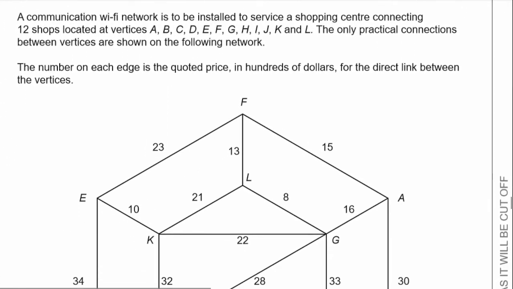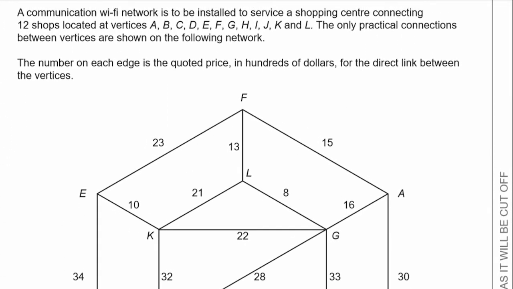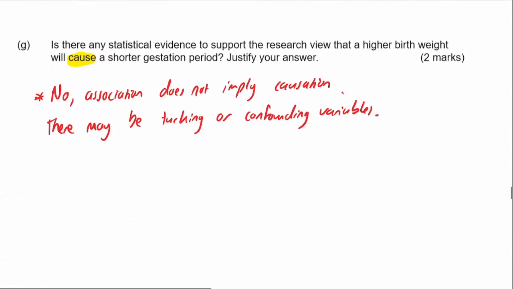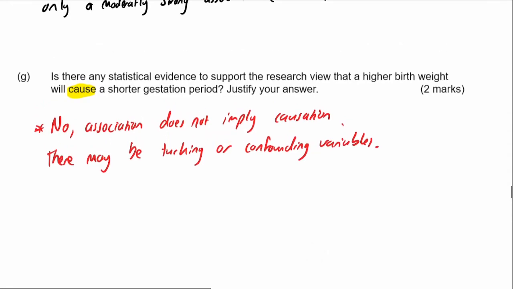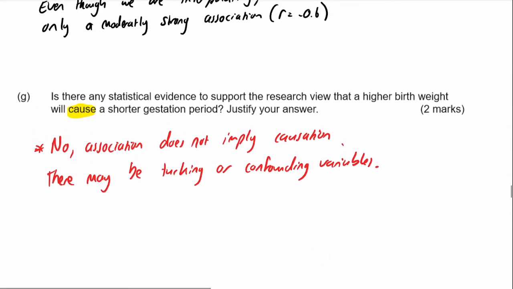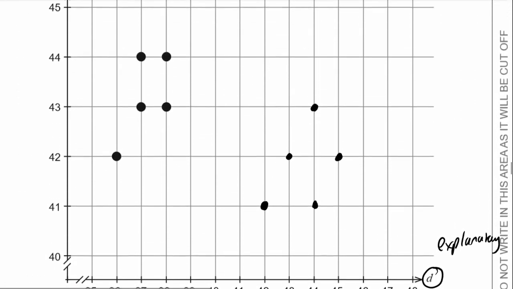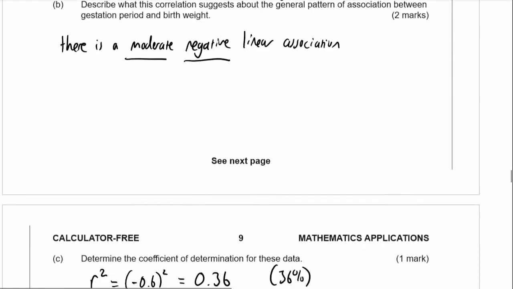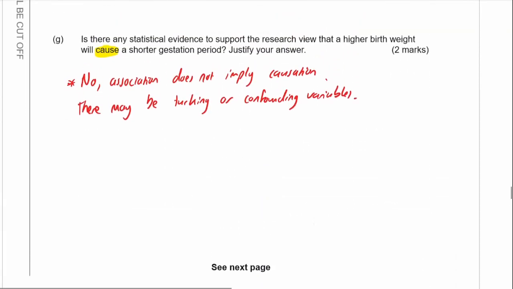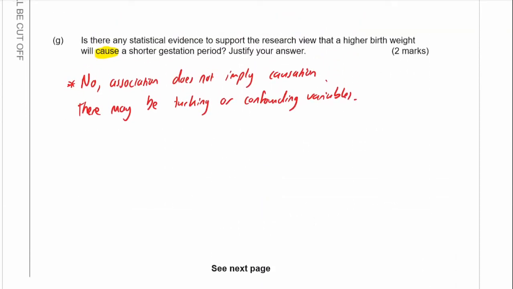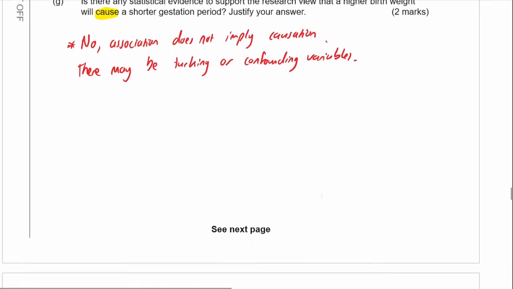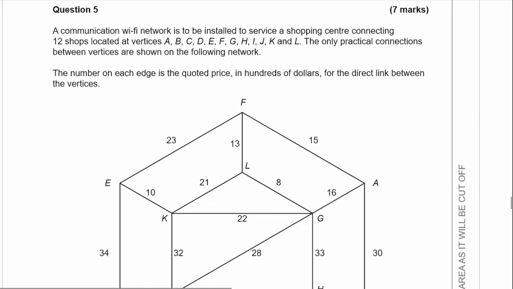All right, question 5. Communication Wi-Fi network is to be installed. Actually, let's go back to this question here. Usually we use the explanatory variable to associate it with the response variable, but they've said that the response variable causes the explanatory variable, which doesn't make sense anyway. Like, why would birth weight cause a shorter gestation period? Because you have your gestation period and then you are born. So, let's move on. Not a good question.